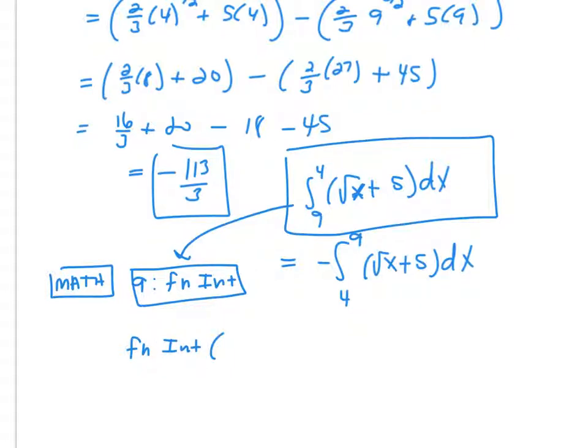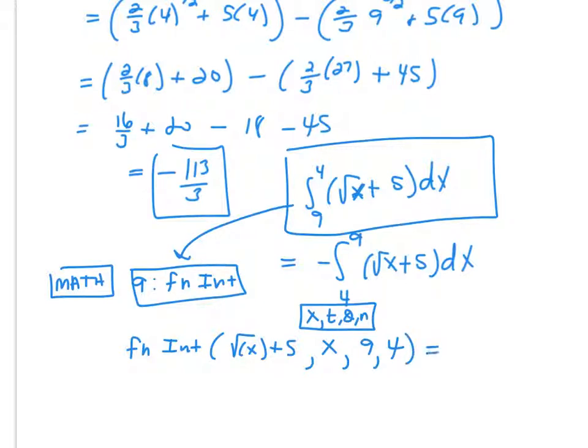You want to type in your function, so you're going to do square root of x, make sure you close those parentheses around the x plus 5, and then press comma, which is to the left of the parentheses key, and then type in an x. There's a key that has x, comma, t, comma, theta, comma, n on it. If you just press that, you should get the x. Put another comma, put your lower boundary, which is 9, upper boundary, which is 4, and close the parentheses. Now when you do that, it's going to come back with like 37.6 repeating.